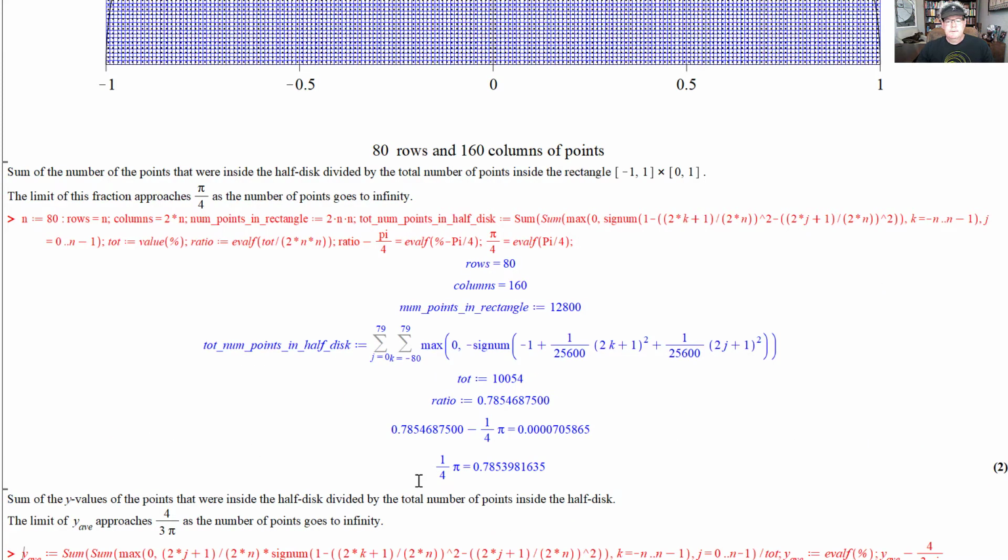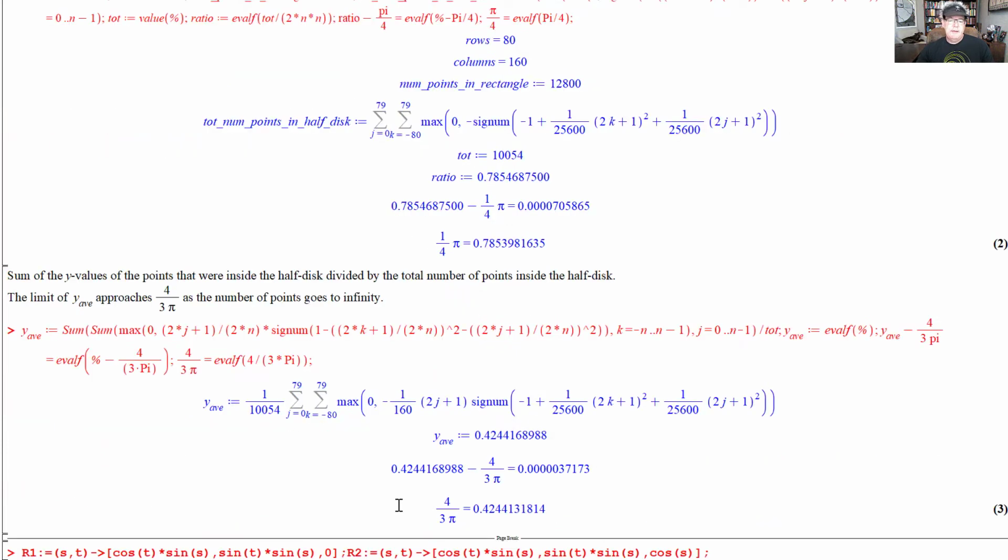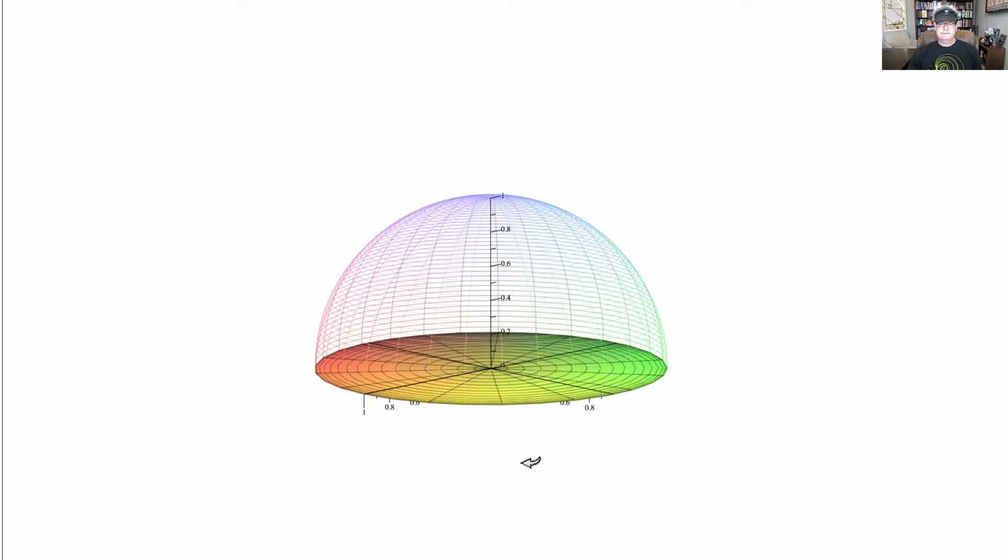And again, so now we're definitely getting closer to pi over 4 of the percent that are in the circle. And the average of those y values of those that are in the circle is getting closer to 4 over 3 pi, as expected.